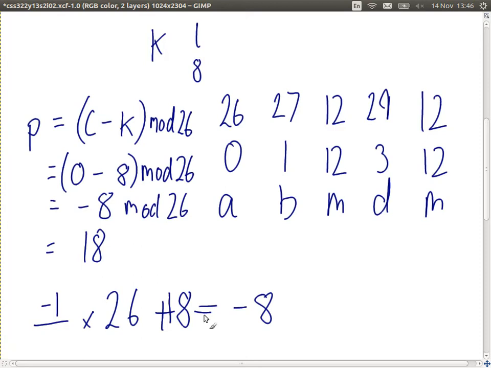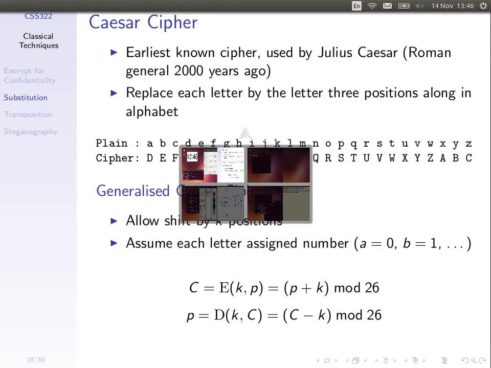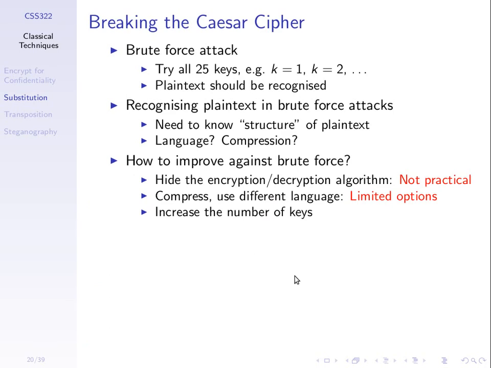Because if you encrypt with a key of A or 0, then your ciphertext will be the same as the plaintext. But still, we have 26 keys. Therefore, what the attacker needs to do, given the ciphertext, is try all 26 keys. One of them will give you the correct plaintext. I say on this slide, try all 25 keys, because the key of A equal to 0, you should notice that's not the key if you see the ciphertext, but in theory all 26 keys, and the plaintext should be recognised.